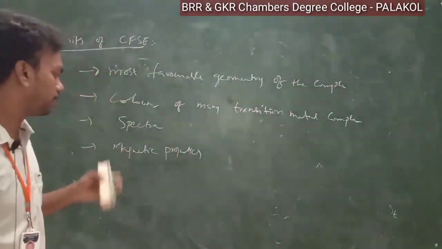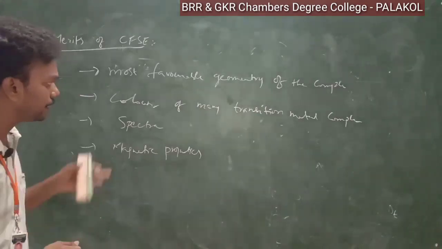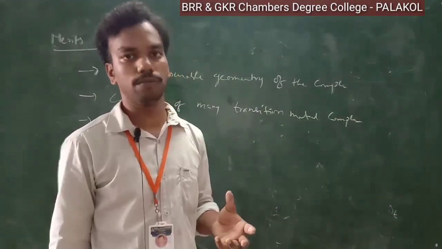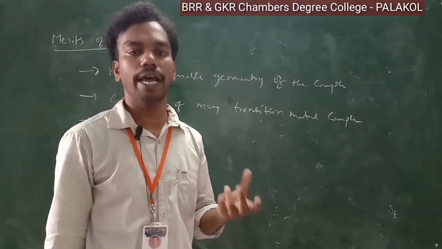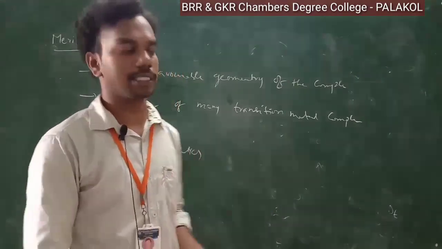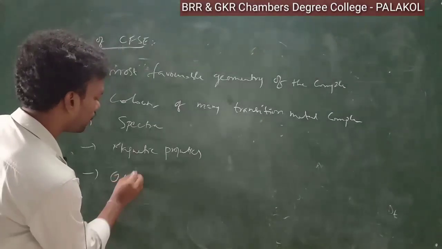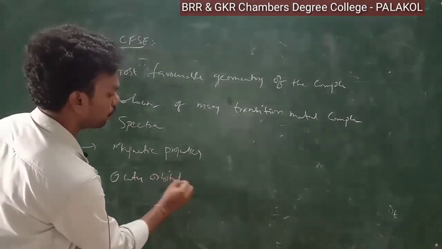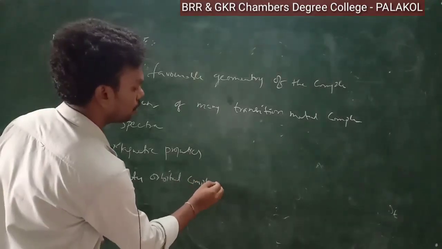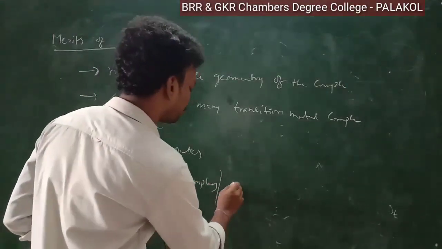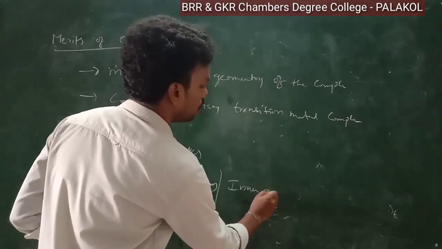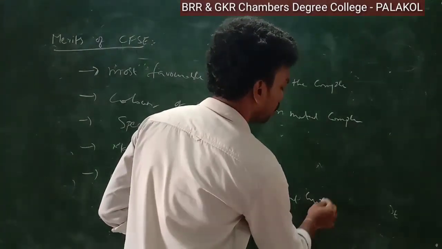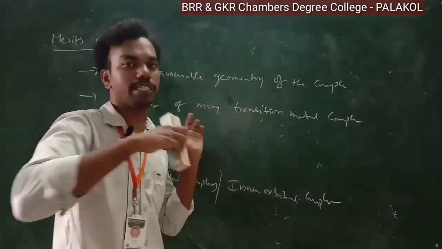Next, this theory predicts which complexes form outer orbital complexes and which complexes form inner orbital complexes. This fact can be explained by this theory based upon the strength of ligands.